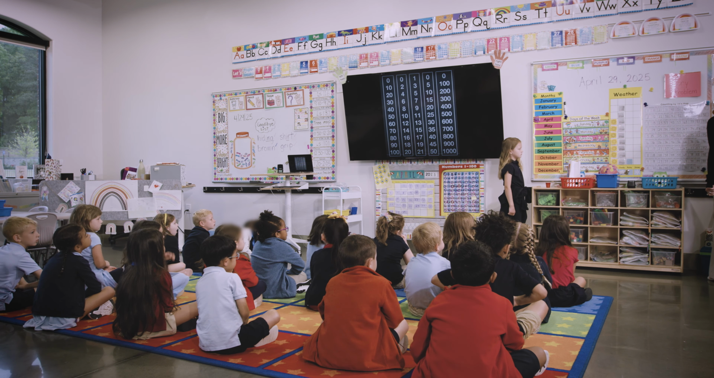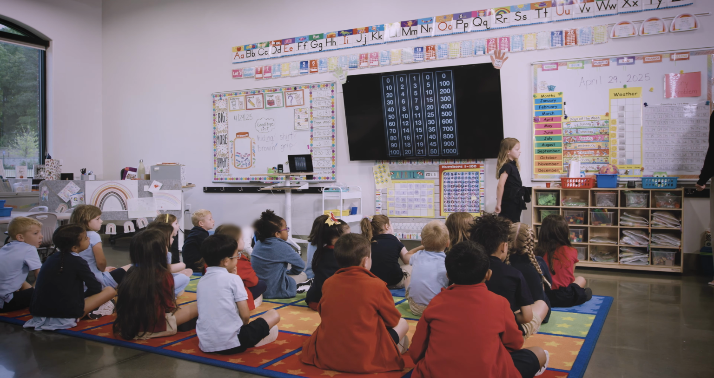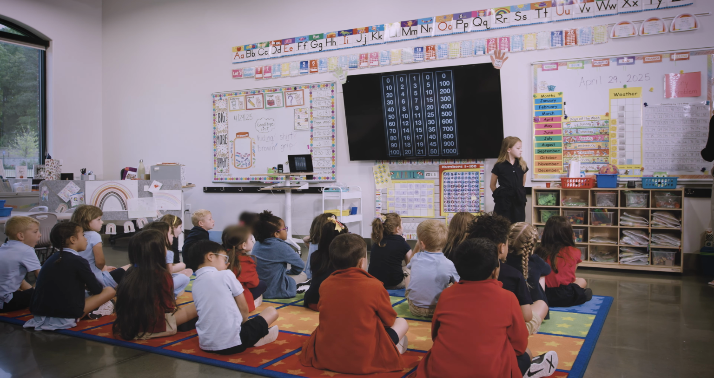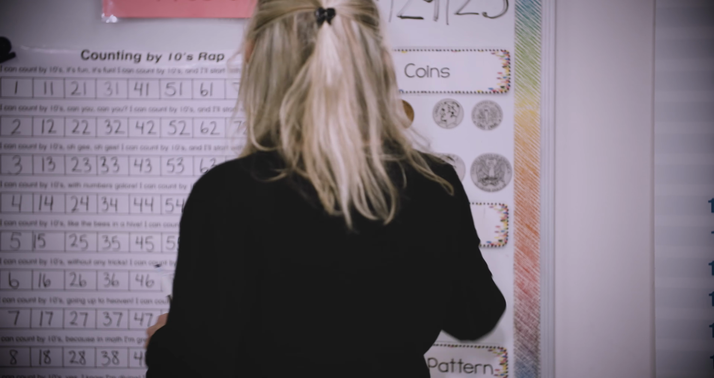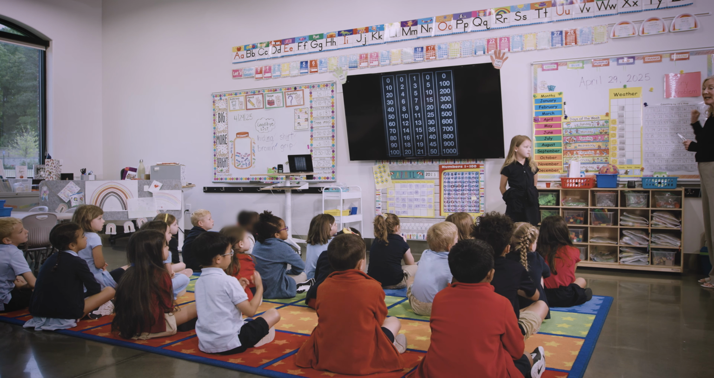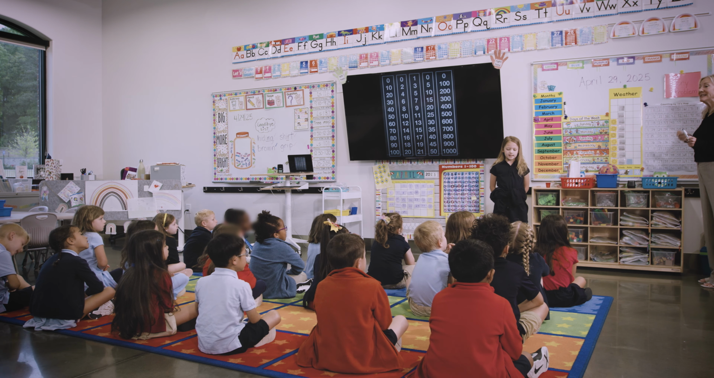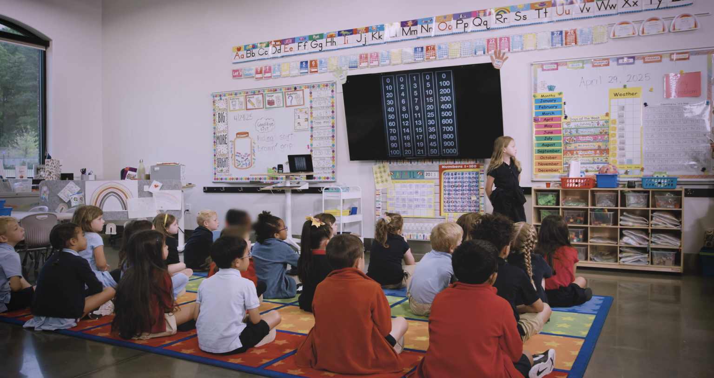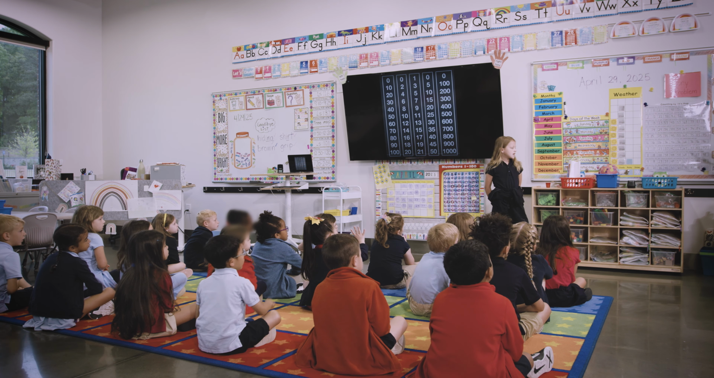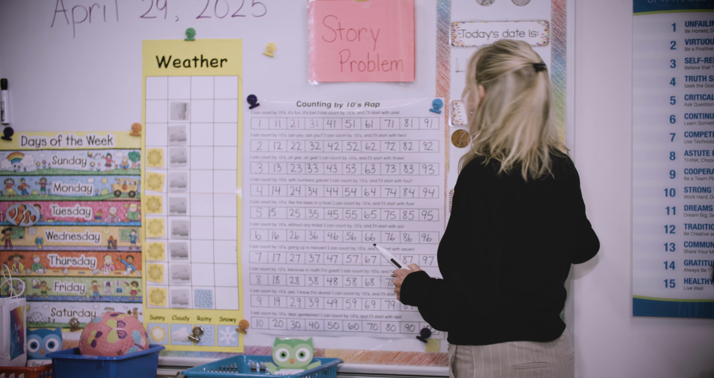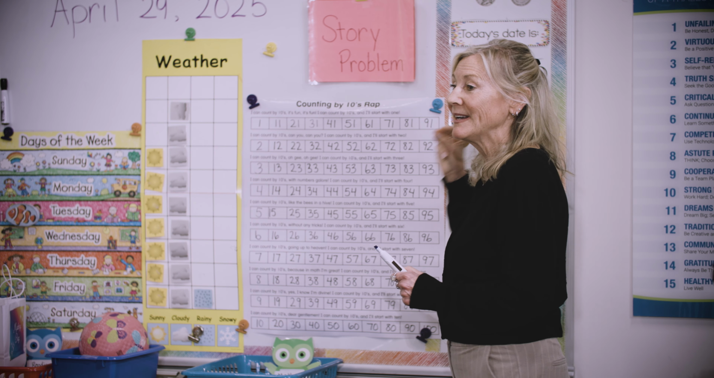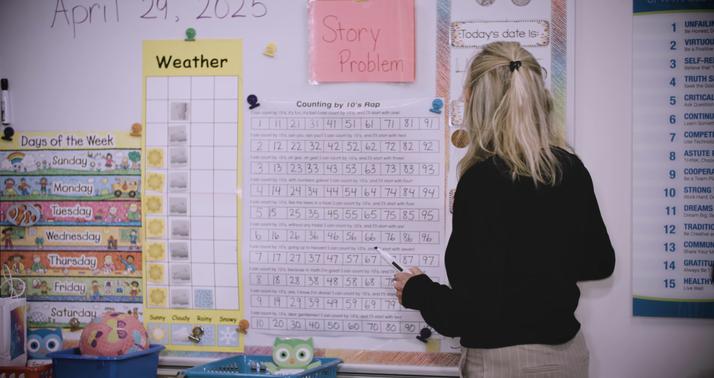All right, now we are ready for today's pattern. But before we do today's pattern, let's just go over our coins quickly. A penny is worth how much, everybody? 1 cent. Yes, 1 cent. A dime is worth how much, everybody? 5. Oh, let's try again. A dime is worth how much, everybody? 10 cents. Yes, 10 cents.